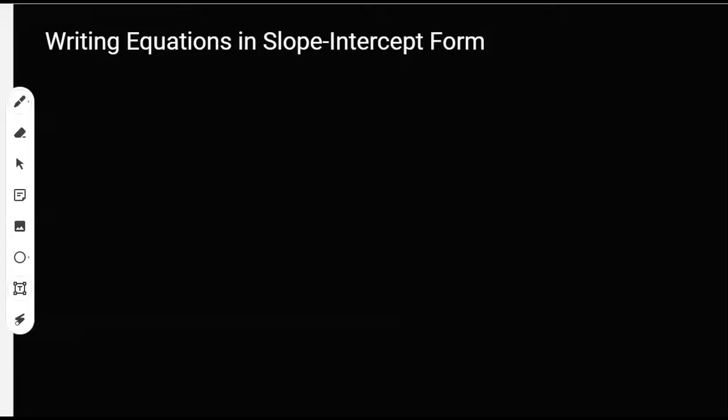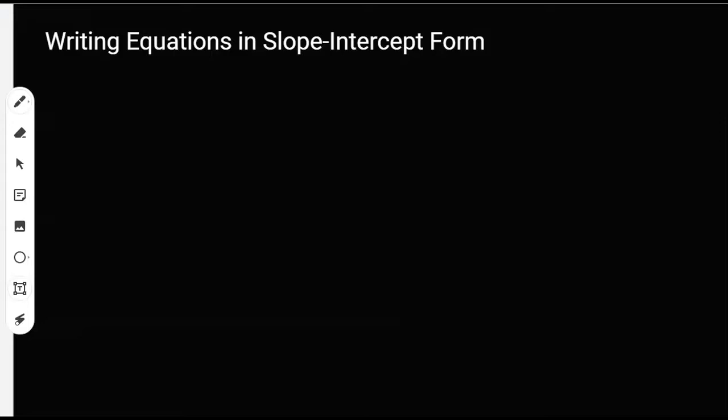All right, so let's go ahead and get started. Go ahead and write "writing equations in slope-intercept form" at the top of your page. Now this week we've been talking all about writing lines, right? So we learned that there are two ways that you can write a line in an equation.